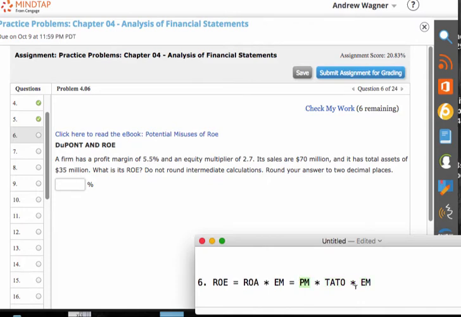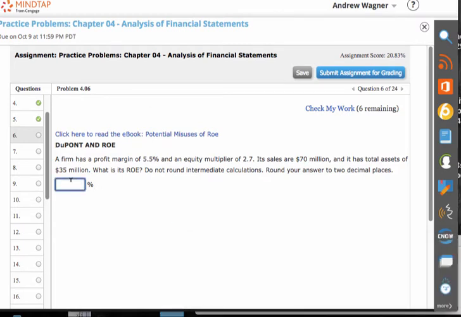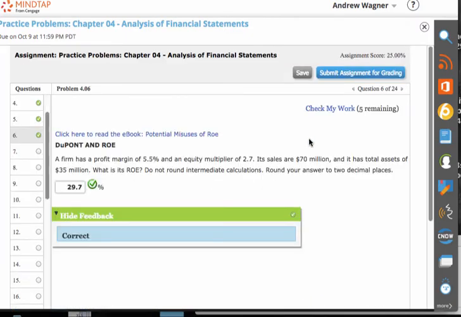So 5.5% times sales of 70 million and assets of 35, so 70 over 35 is 2, so total asset turnover would be 2.0. And the equity multiplier is 2.7. So we have 5.5 times 2 times 2.7, and that gives us 29.7 is what I'm getting for that. Let's check that one. Yes.